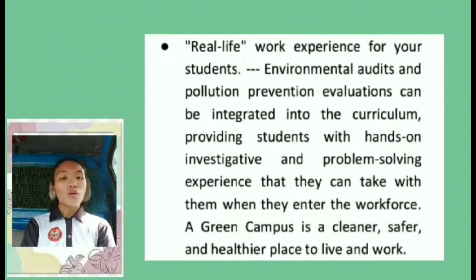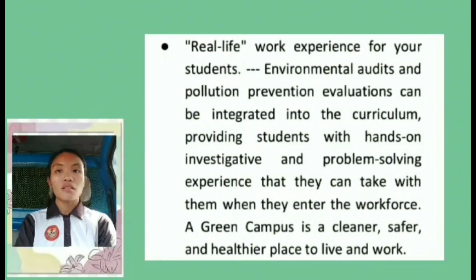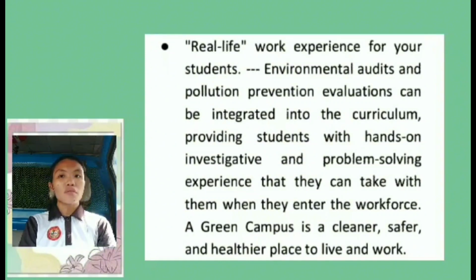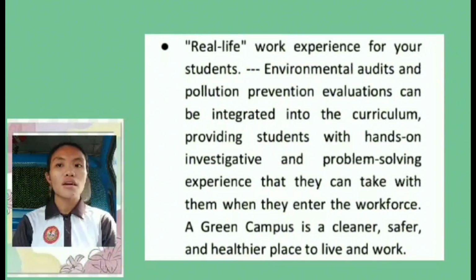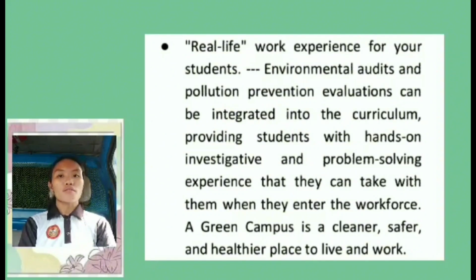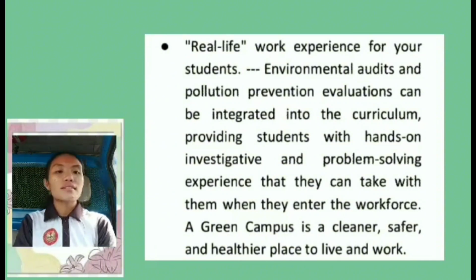So down to the fourth significant benefit of green initiatives in the long run is the real-life or work experience for your students. Environmental audits and pollution prevention evaluations can be integrated into the curriculum, providing students with hands-on investigative and problem-solving experience that they can take with them when they enter the workforce. A green campus is a cleaner, safer, and healthier place to live and work. Of course, the students cannot learn without an experience.